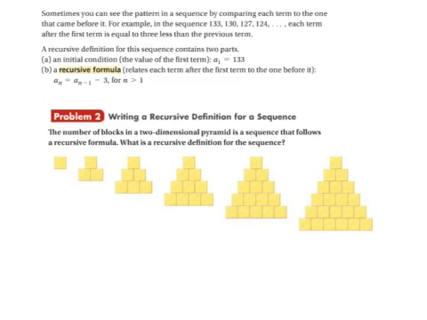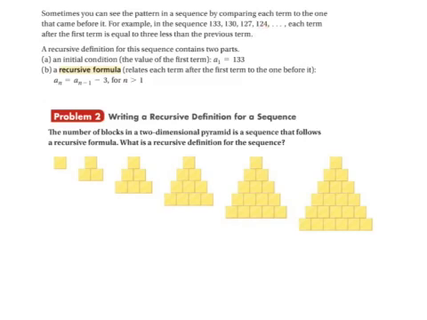So, in this sequence, a sub n, the nth term, is equal to the one before it, a sub n minus 1, minus 3. So for example, 124 is equal to the term before it, 127, minus 3. And that gives me 124.